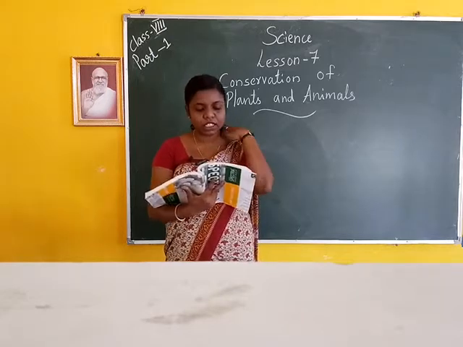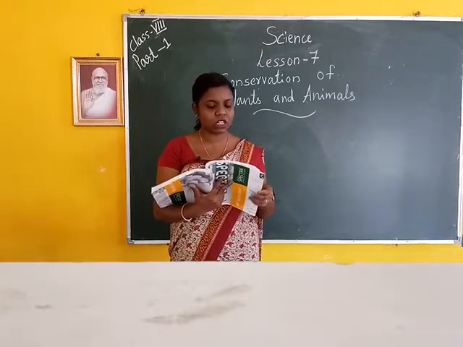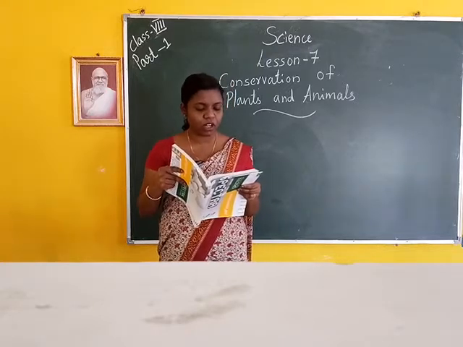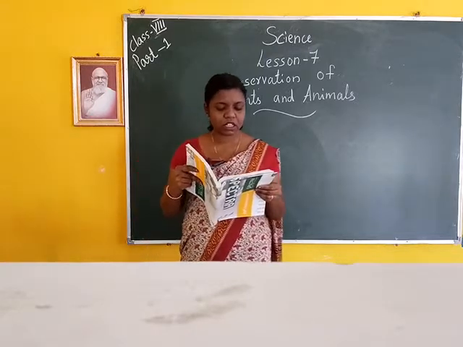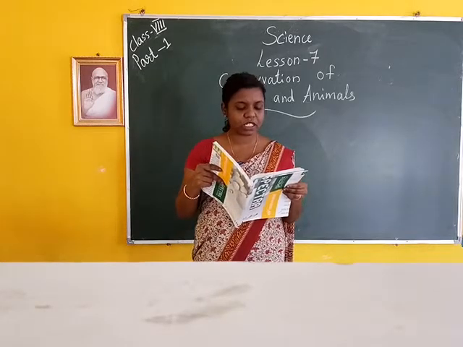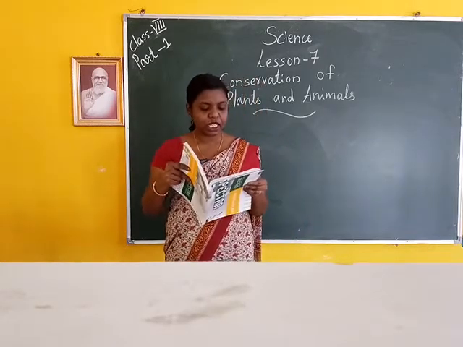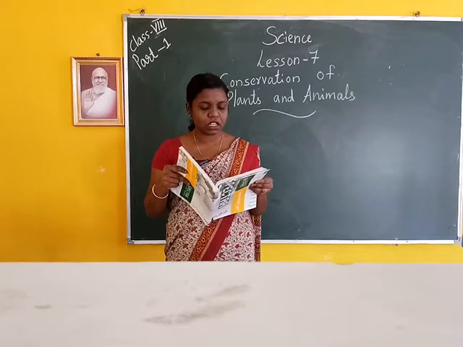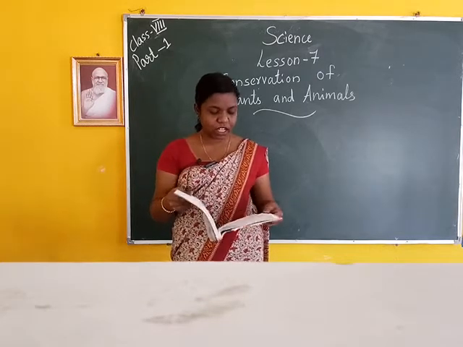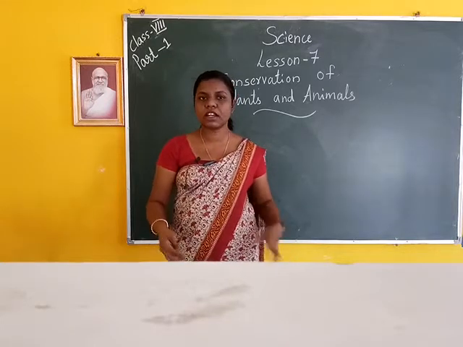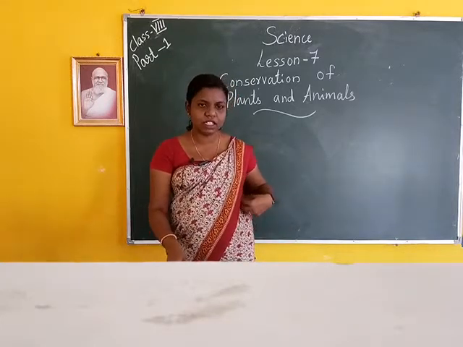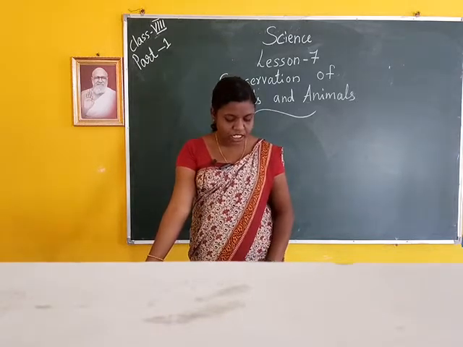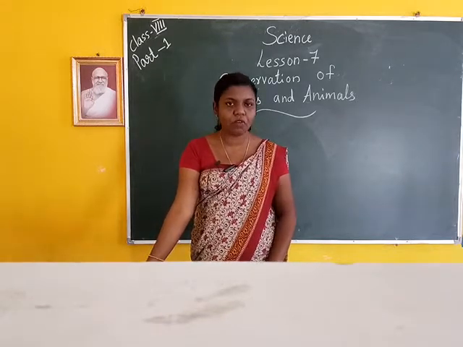Fewer trees result in more soil erosion. Removal of the top layer of the soil exposes the lower hard and rocky layers. The soil has less humus and is less fertile. Gradually the fertile land gets converted into deserts. It is called desertification. That means when trees are cut, the area looks like a desert.